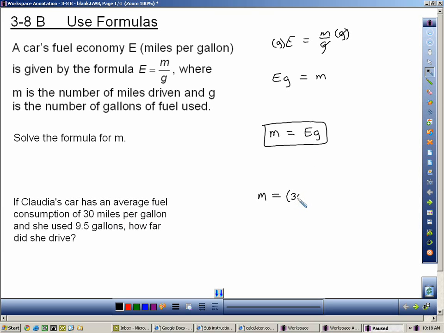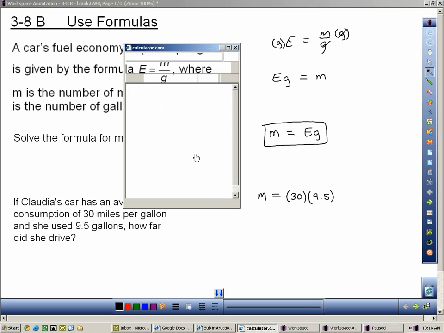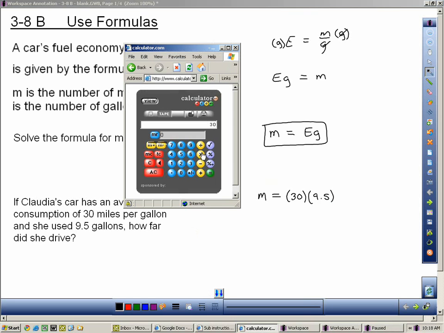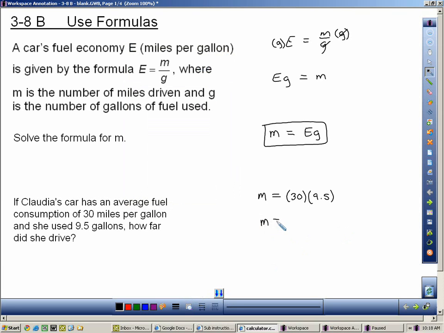So I'm going to substitute a 30 in for the capital E, and I'm told that she uses 9.5 gallons. And I'm told up here that little g is the number of gallons used. So that's going to become a 9.5. 30 times 9.5 is 285. So M equals 285, and that represents miles driven.